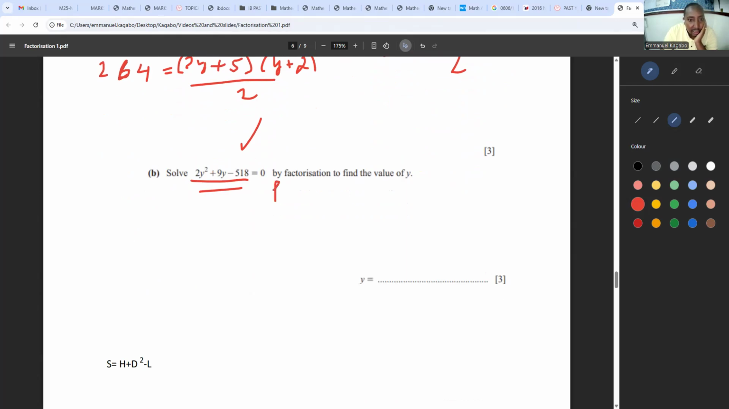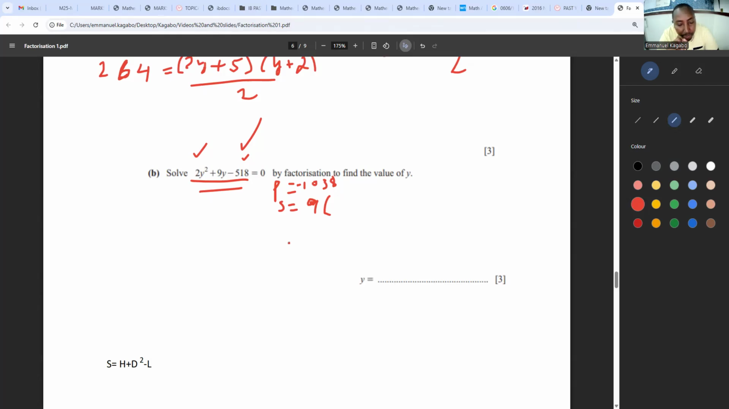What's the product, guys? Let me get a calculator. 2 times 518 is 1,036, let me check. Yes, 1,036. Now, what about the sum? The sum is 9. Wow, very good question. What are the two numbers you multiply to get 1,036 and when you add them, you get 9?